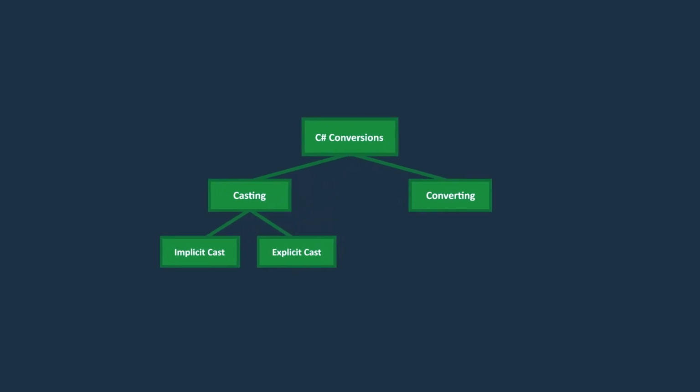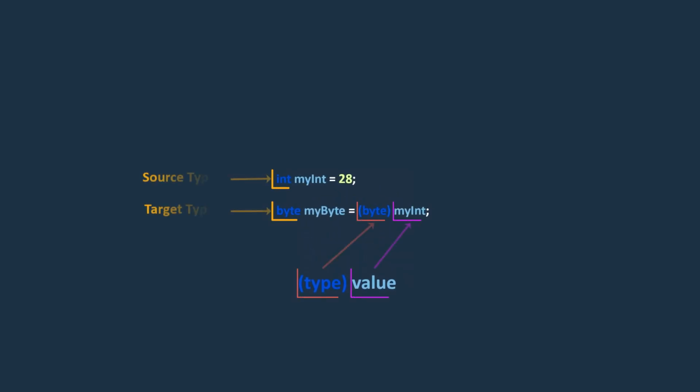Alright. So far, we said an implicit cast is an automatic conversion from a value of a smaller type to a variable of a larger type. But what if we want to convert a value of a larger type to a variable of a smaller type? This is when the explicit casting comes in. So let's talk about that. This type of casting must be done manually by a cast operator. And as you can see in this syntax, to perform a cast operation, the target type is explicitly written in parentheses before the value to be converted.